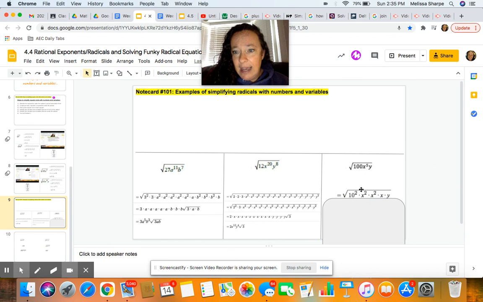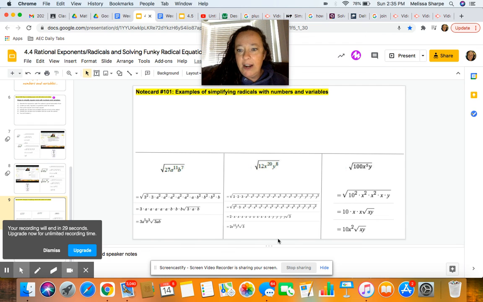And then I went ahead and just wrote it as x squared, x squared, and x. Yes, it would be x times x times x times x times x. And then you would do your perfect squares there. And then a y. And then what comes out? The 10 and then 2 of the x's. Like that. And it'd be 10x squared, radical xy. Pause. Actually, the video's over. Finish up this note card.